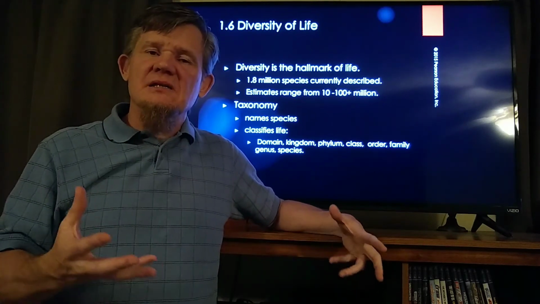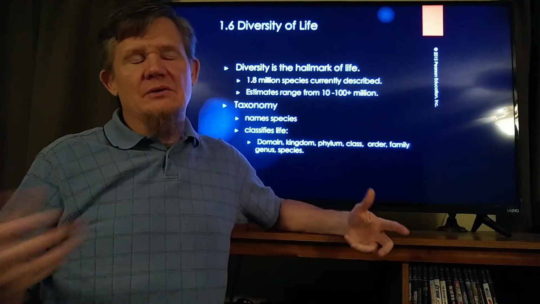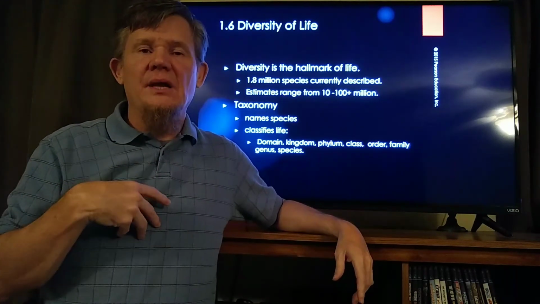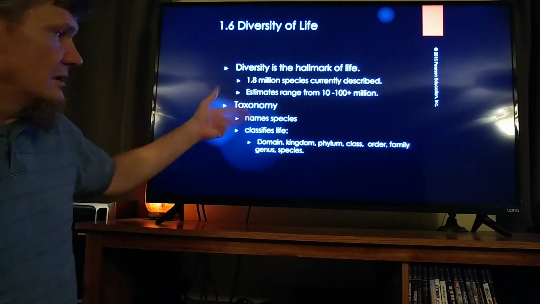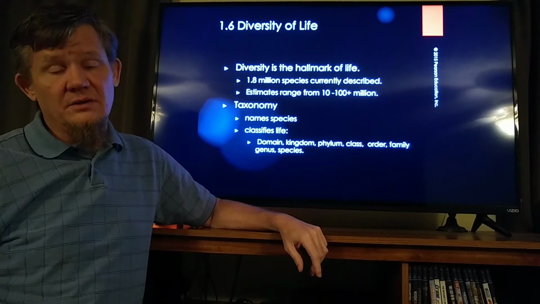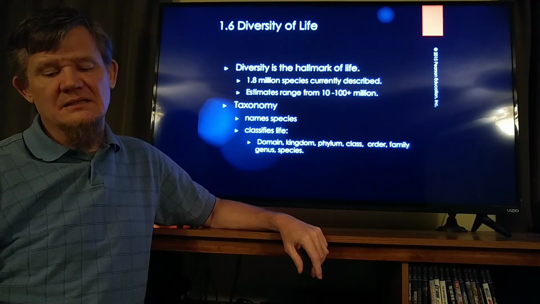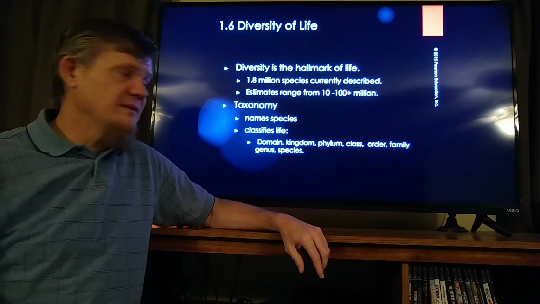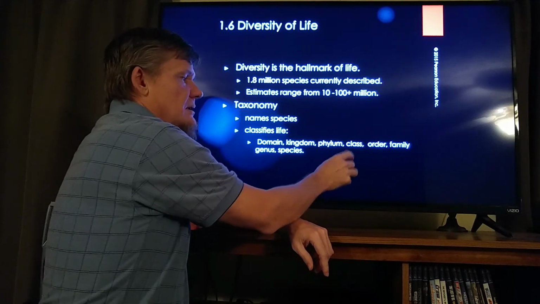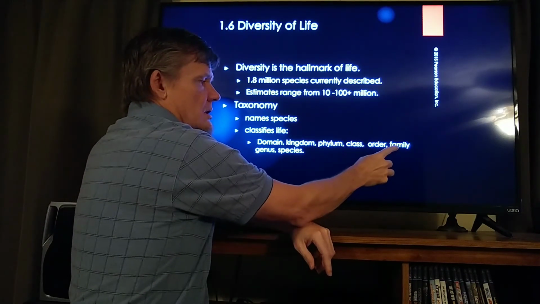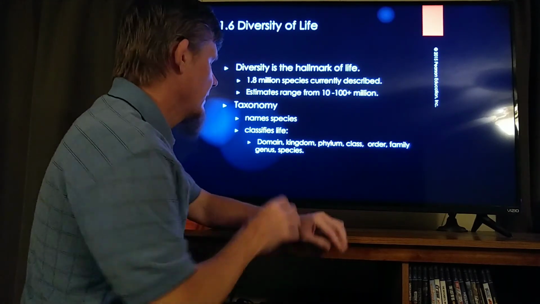Finding a species means you get to name it. Naming species is called taxonomy. And you don't just pick a name at random. You've got to follow some rules when you do that. Taxonomy is the series of rules that you have to follow to name a species. Taxonomy classifies living things. The way we classify living things is into these categories: domain, kingdom, phylum, class, order, family, genus, species. And let me explain how this is set up.